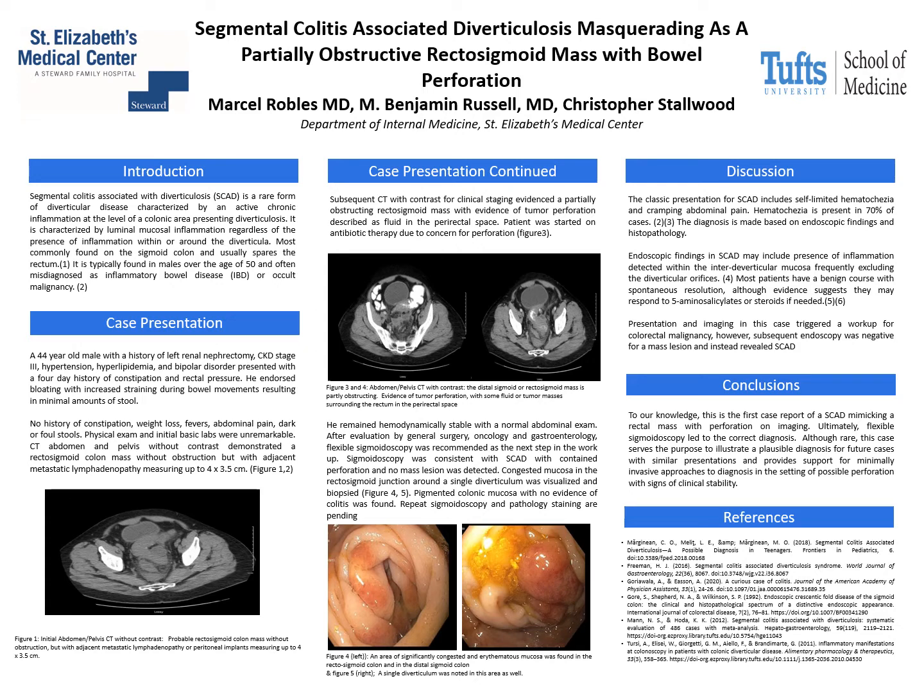So, what are the classic presentations of SCAD? The classic presentation includes a self-limited hematochezia and cramping abdominal pain, the first being present in 70% of the cases. It's typically found in males over 50 years and is often misdiagnosed as inflammatory bowel disease or occult malignancy. The diagnosis is based on endoscopic findings, which include the presence of inflammation detected within interdiverticular orifices.